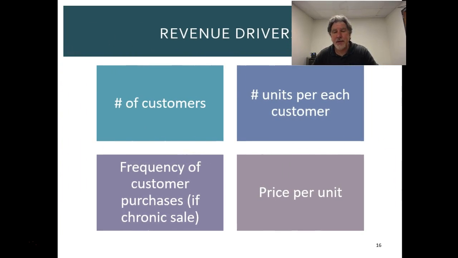And then other things that we need to think about, just revenue drivers. When you have this model, you have to start thinking about how to put together what we call a revenue model. We talked a little bit about revenue models in one of the workshops, but think about the number of customers, then the number of units per customer, the frequency of purchase, and then the price per unit.